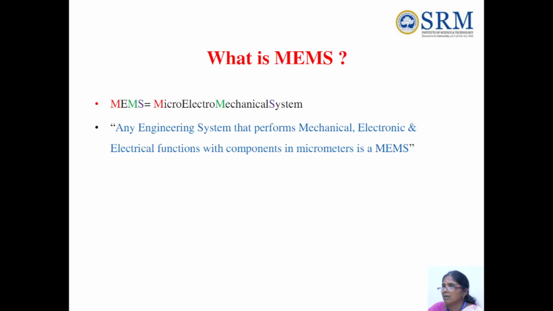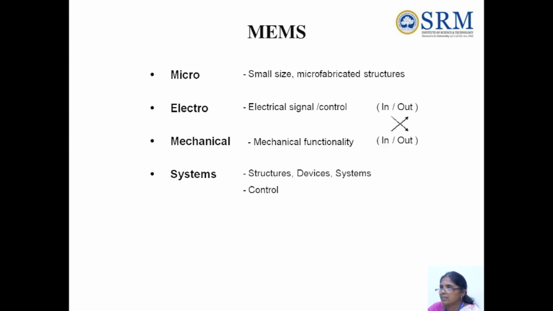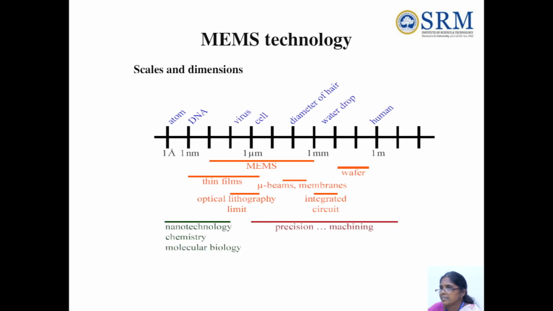micro scale. What is MEMS? MEMS is a micro electromechanical system. Any engineering system that performs mechanical, electronic and electrical functions with components in micrometer dimensions is a MEMS. Micro means small size, microfabricated sections. Electro means electrical signals in and out. Mechanical means mechanical functionality in and out. Systems means structures, devices, systems, controls. The scales diagram shows various dimensions in MEMS. The MEMS microstructure dimension is 1 micrometer to 1 millimeter.